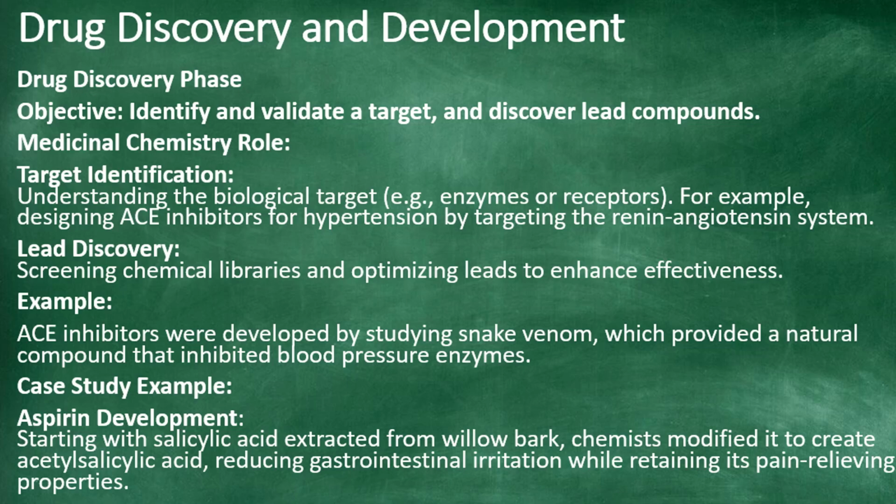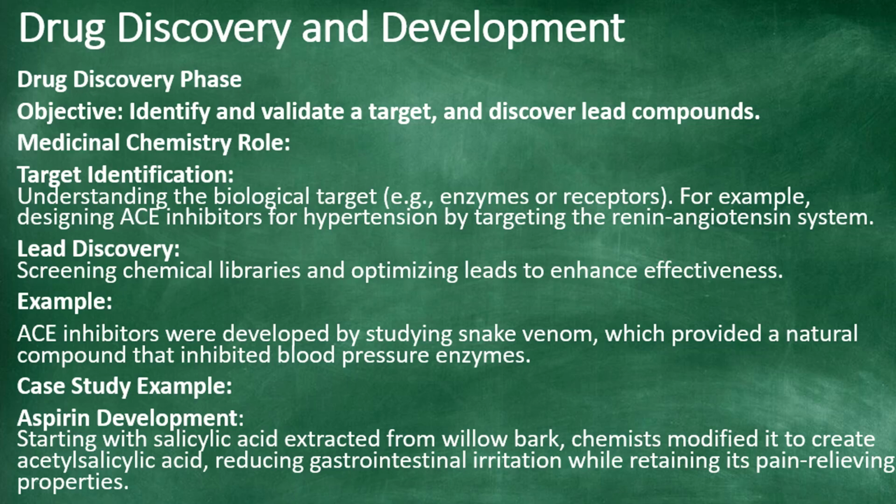Well, it starts with target identification. For instance, to develop ACE inhibitors for hypertension, scientists studied the renin-angiotensin system, a key pathway that regulates blood pressure. By understanding this system, they pinpointed ACE as the enzyme to target.